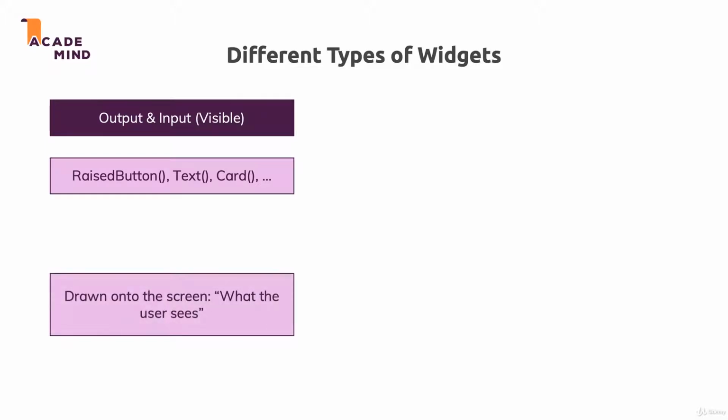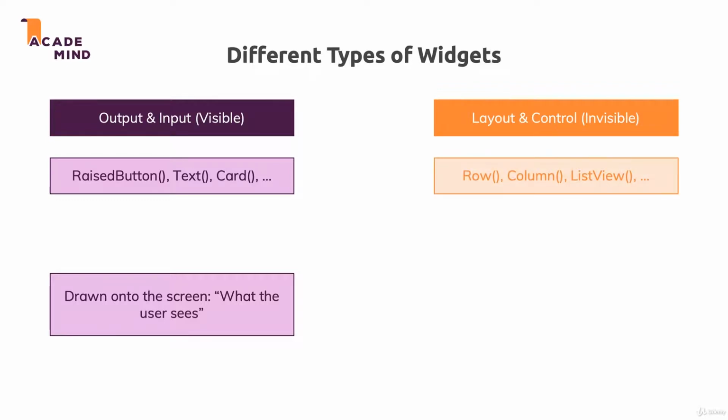Now, these are the widgets which we see. We see a button, we see the text, right? That is what we see, and that is, of course, crucial for any application. But equally crucial are invisible widgets that help us with layout and with controlling how our widget tree behaves and how it looks. And there we got things like row, column, list view, and so on. These are also widgets that ship with Flutter, which we don't have to build ourselves, which we don't see themselves, but which help us with structuring our content.